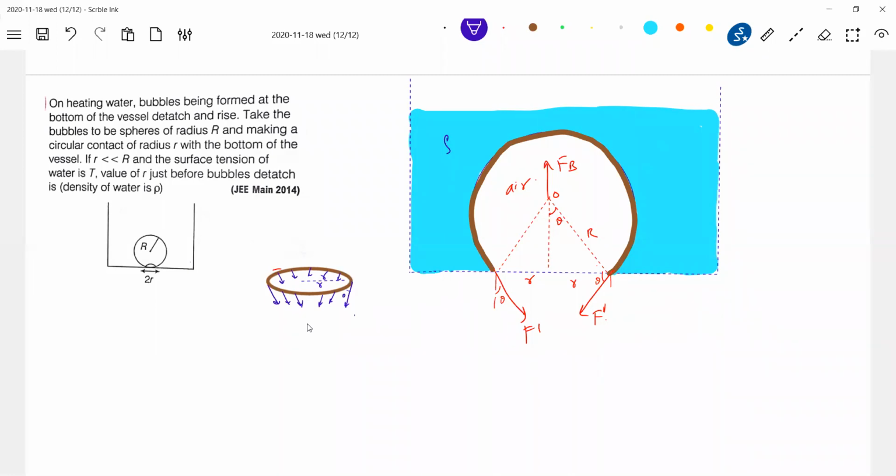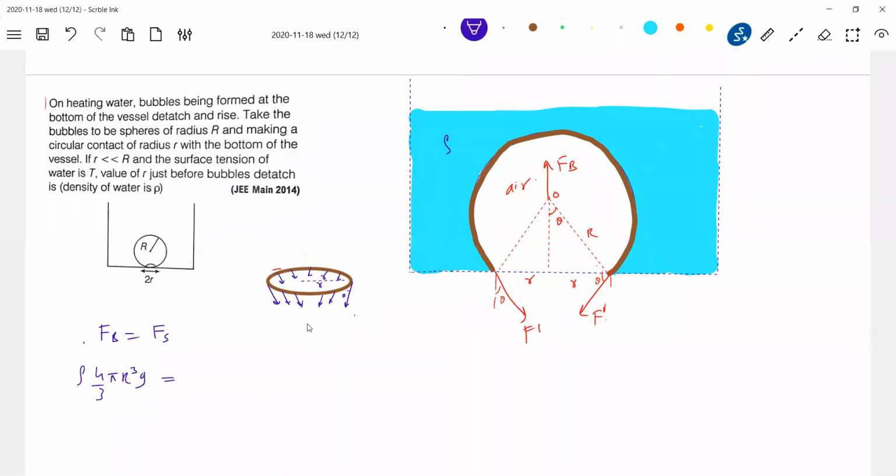So first, what is the force due to surface tension? Under the action of force due to buoyancy and force due to surface tension, buoyancy is how much? Density of water times 4 by 3 pi r cube g. Even this volume of water, you can neglect it, doesn't matter, because small r is very much less than capital R.